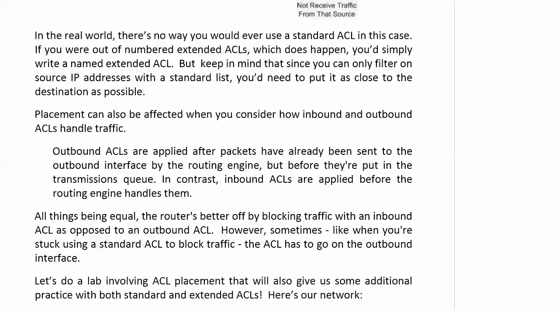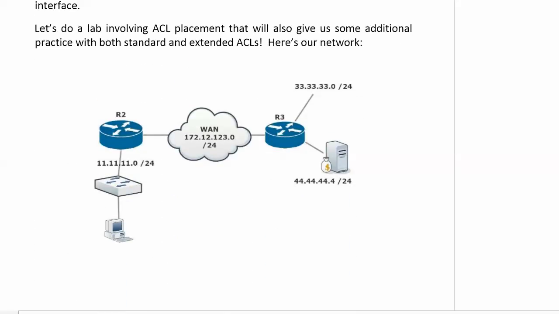Now we're going to tie all this together. We're going to have a standard ACL in our upcoming lab. We're going to have an extended ACL, and we're also going to talk about placement, because here is the network that we're going to use in the next lab. We've got a host device that I am using a Cisco router for, on the 11.11.11.0/24 network. We've got router 2 and router 3, and there's a WAN between them, 172.12.123.0/24. Router 3 has a couple of networks on the other end, a 33.33.33.0/24 network and a 44.44.44.0/24 network, where you can see we have an e-commerce server at .4 on that subnet. You can tell it's an e-commerce server because there's that great sack of money attached to it.